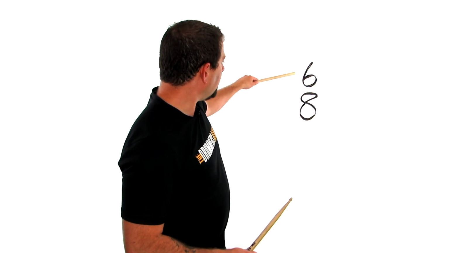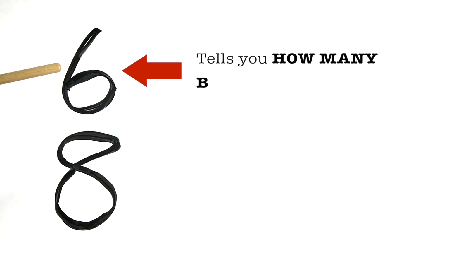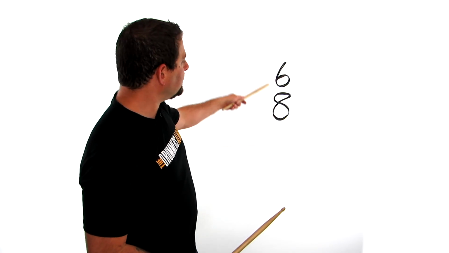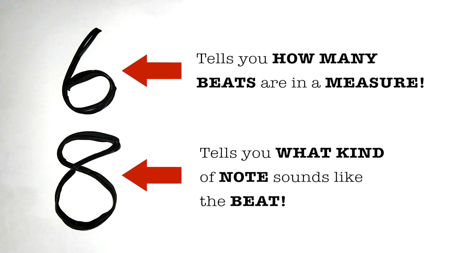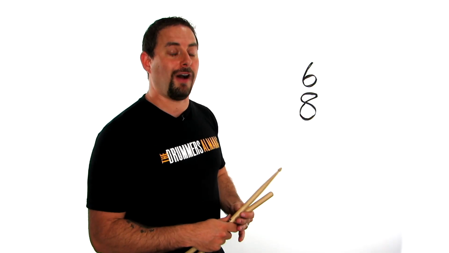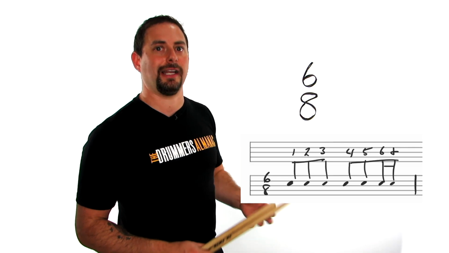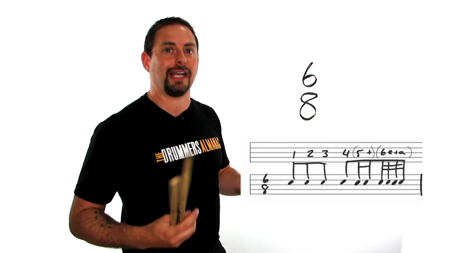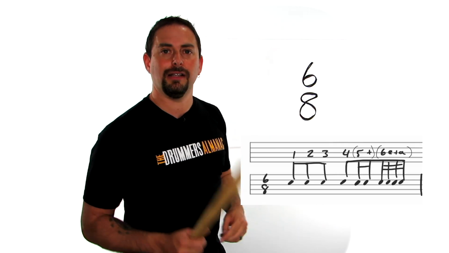So quick review. The top number tells you how many beats are in the measure. The bottom number tells you what kind of note sounds just like the beat. So based on this time signature, one measure is going to be 6 eighth notes. Now that doesn't mean that the measure can only have 6 eighth notes in it. It means the measure has to add up to 6 eighth notes. So it could be 5 eighth notes plus 2 16th notes will give you 6 eighth notes. It could be 4 eighth notes, 2 16th notes, and 4 32nd notes. That gives you 6 eighth notes. As long as all the rhythms add up to 6 eighth notes, then that measure is correct.